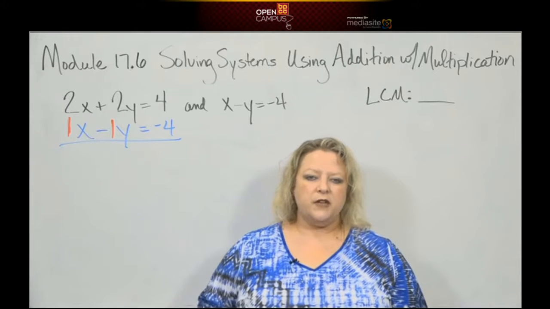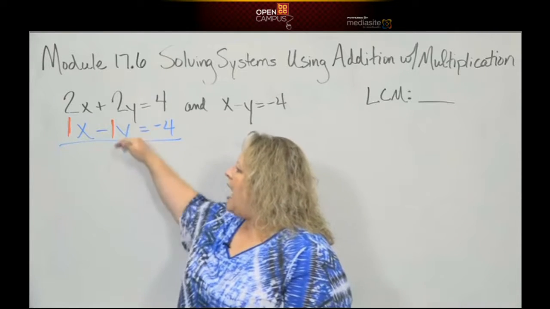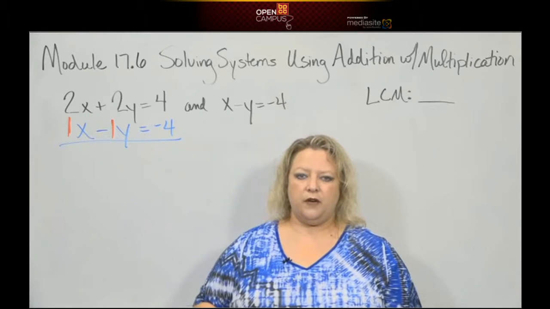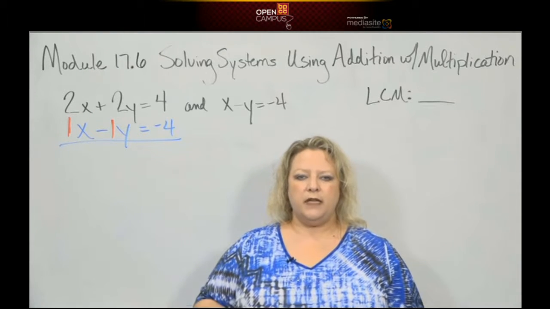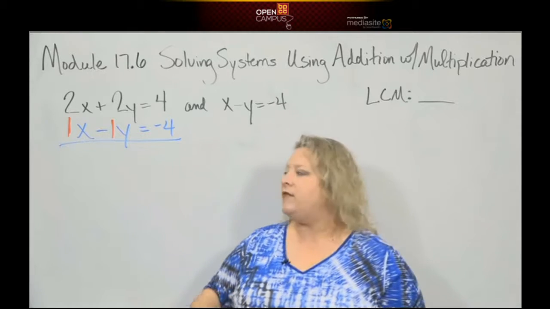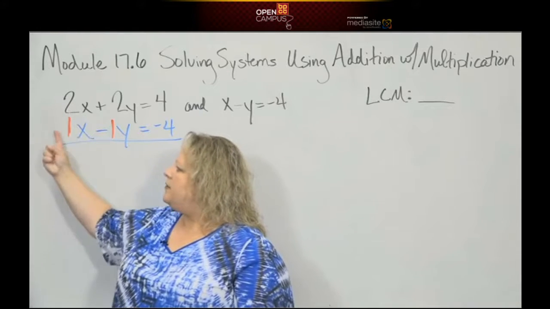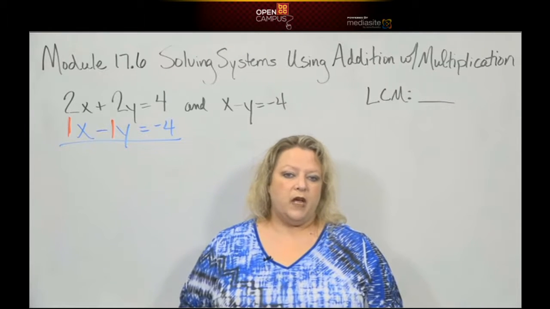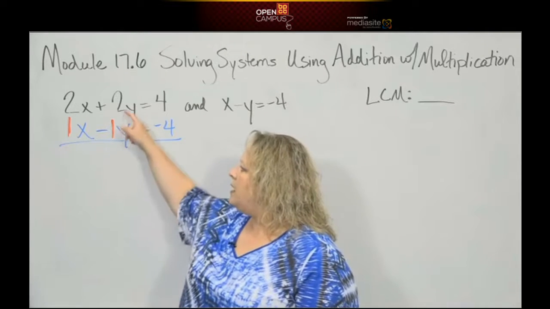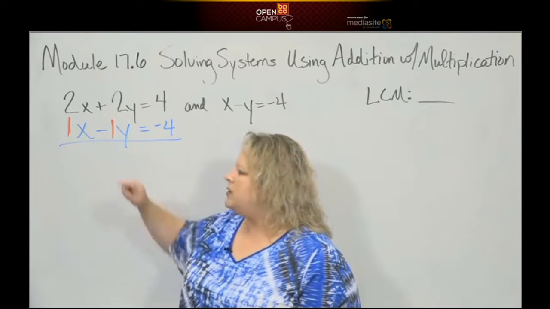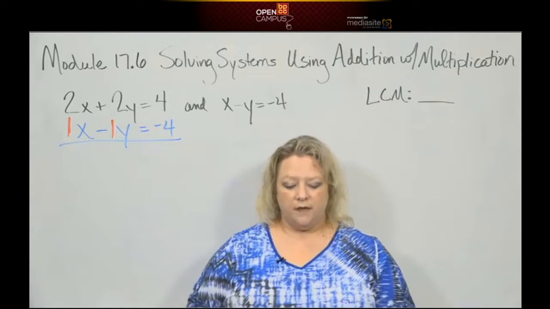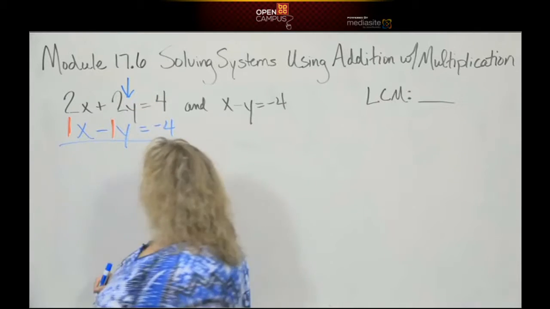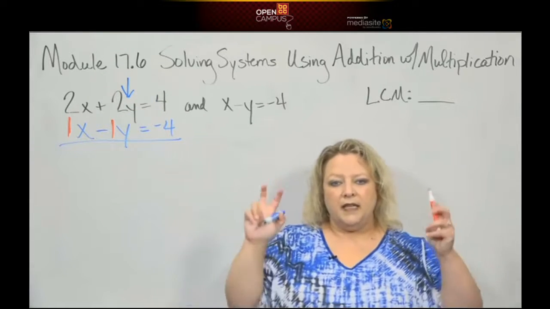Now, how do I need to do this? Well, the first thing you need to remember is I want one of these to go away, which means I need opposites of each other. One needs to be positive, one needs to be negative. So look at what you have. Are my x's different signs? Nope, they're both positive. So I don't want to get rid of x's right now. Look at my y's. One's positive, one's negative. Those are opposites of each other. Since those are opposites, these are the ones I'm going to make eliminate.